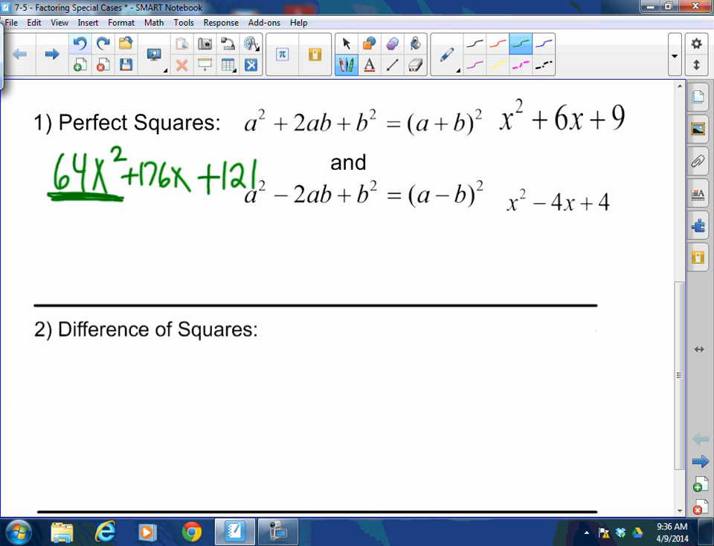What's the square root of this? 8x. Is that a perfect square? What's the square root of that? 11. What's 8 times 11? 88. Times 2? 176. So you know it's a perfect square. You put a plus because that's a plus. And you're done, my friends.